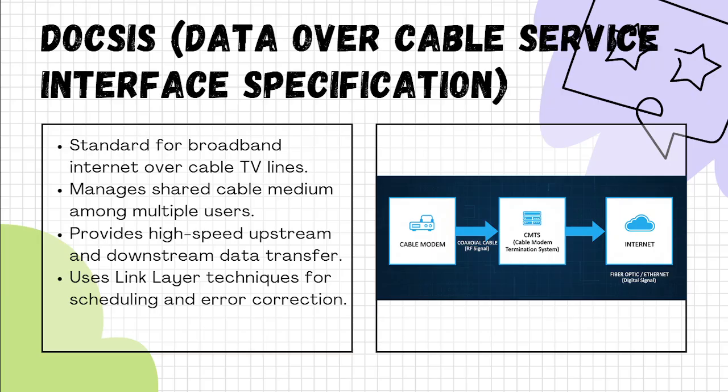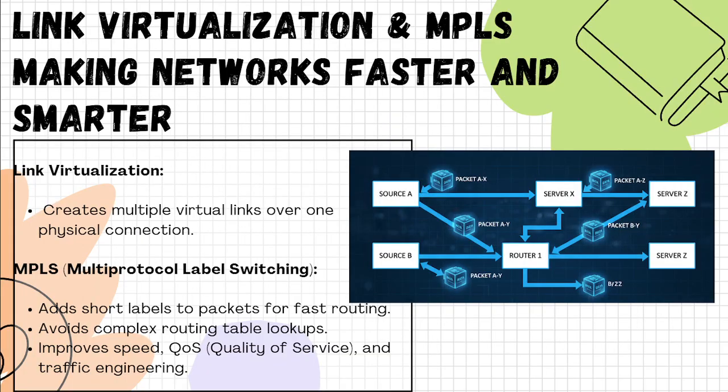DOCSIS devices divide the bandwidth into upstream and downstream channels and use the link layer to share this bandwidth efficiently among many users. This is what allows you and your neighbors to stream, download, and browse at the same time using the same cable network. This diagram shows how DOCSIS works, and we can move on.